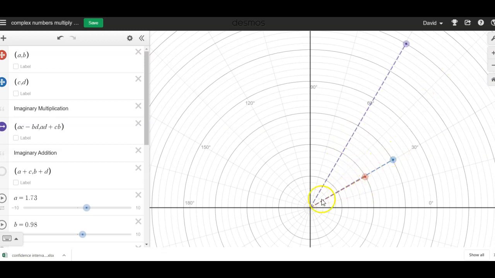So we're multiplying the magnitudes and we're adding the angles. So if I add, there is 15 and 30. When I add those together, I get 45.